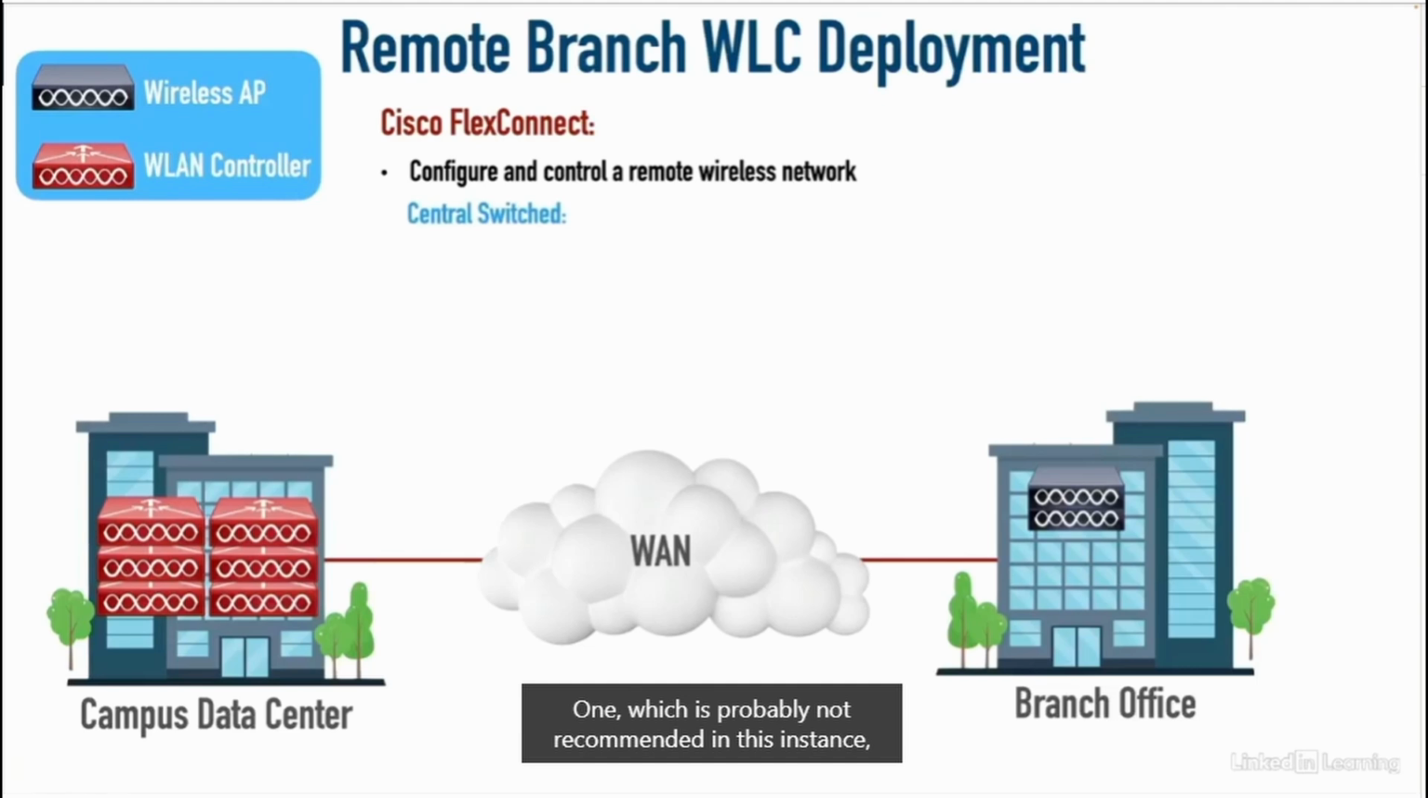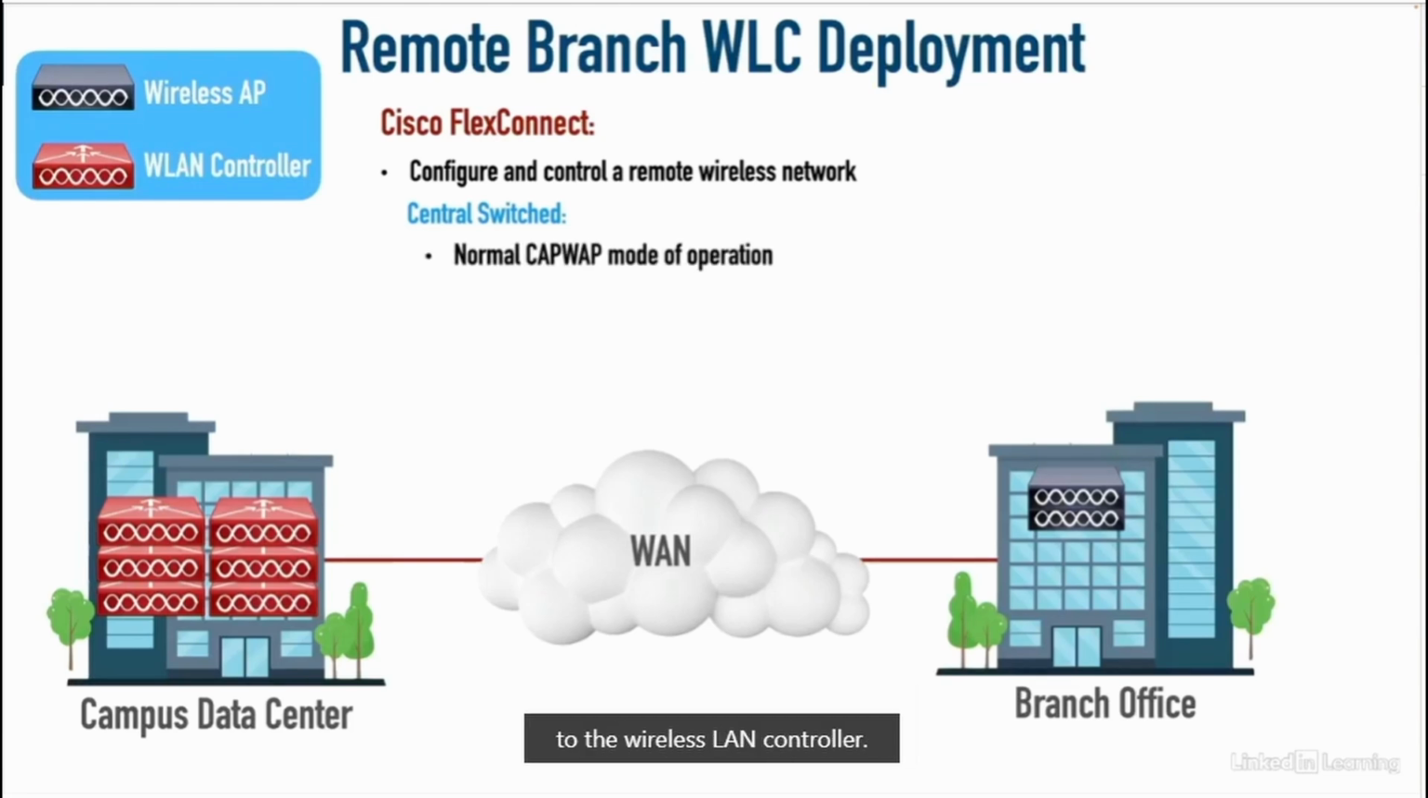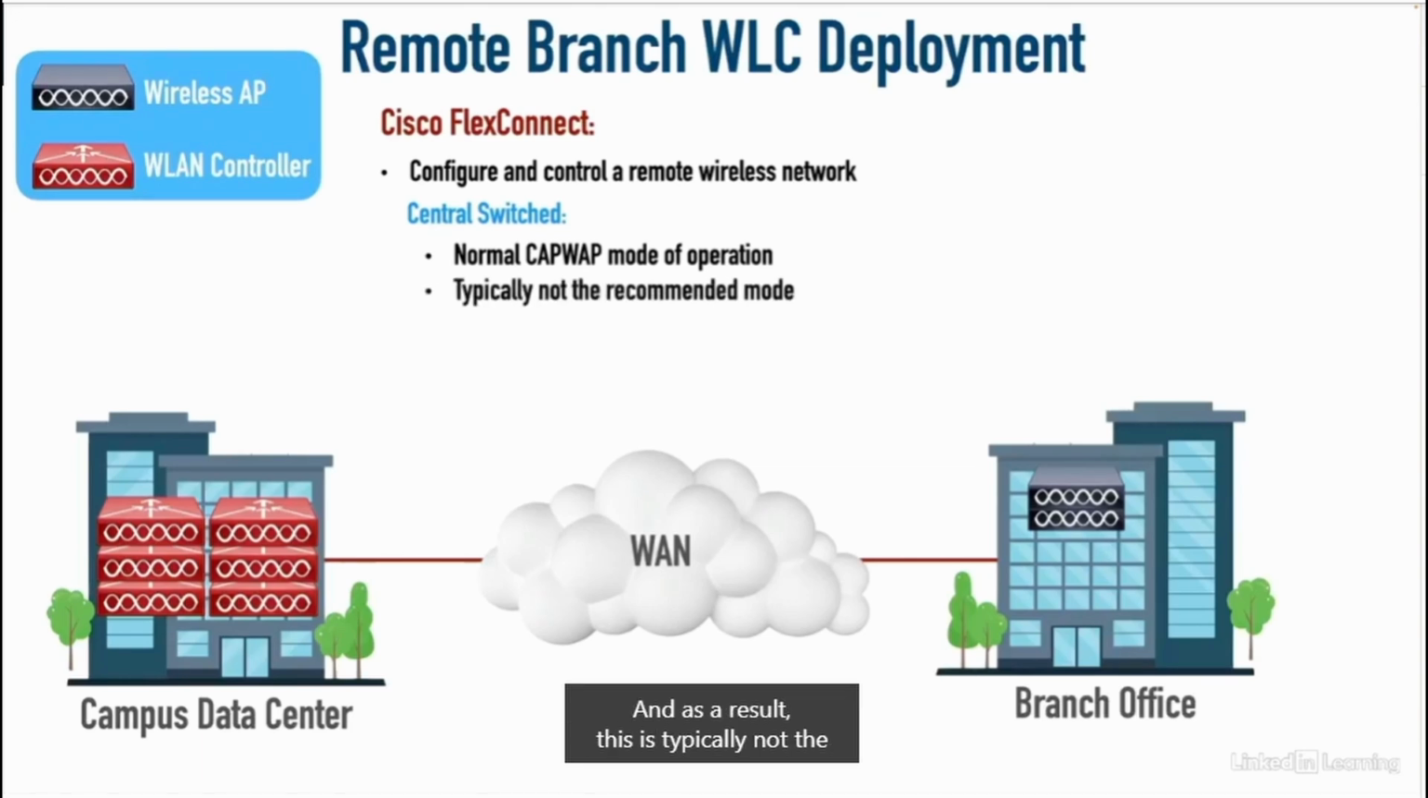And there are a couple of ways that we could do this. One, which is probably not recommended in this instance, is central switched. This is going to operate as we would traditionally operate in an enterprise environment, where all of our wireless traffic goes back to the wireless LAN controller, but that's going to require that we span the WAN and take up WAN bandwidth when really the traffic needs to stay local to the branch office. And as a result, this is typically not the recommended mode of operation for a situation like this. Instead, we can use local switched.